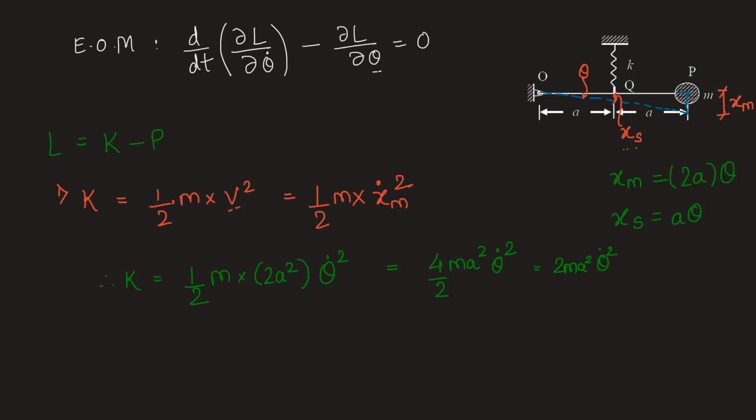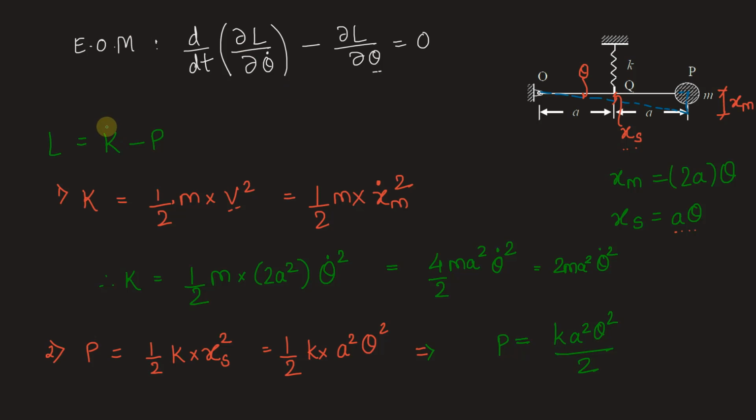Similarly, we can find the potential energy. Potential energy will be possessed only by the spring, because we do not consider the change of height of m, which is very small. That is why we'll only take the potential energy of the spring, which will be half into k into the deflection of the spring squared. xs can be written as a theta. K here is the stiffness of the spring. Notice this: into xs squared will be a squared theta squared. So the potential energy of the complete system is given as ka² theta squared by 2.